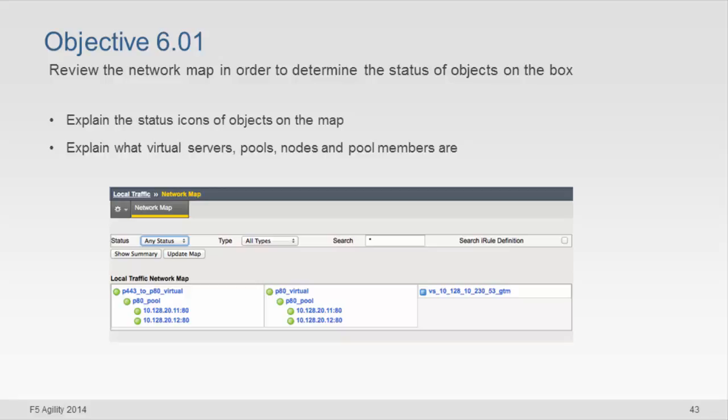Those are the critical objects within the configuration that you should be aware of, what they are and what they mean. Virtual servers are IP port listeners on the BIG-IP. Pools are a logical grouping of pool members. Pool members are the IP port listeners on the servers behind the F5, defined as objects inside the config on the F5. And the nodes are the IP addresses of the servers behind the F5.